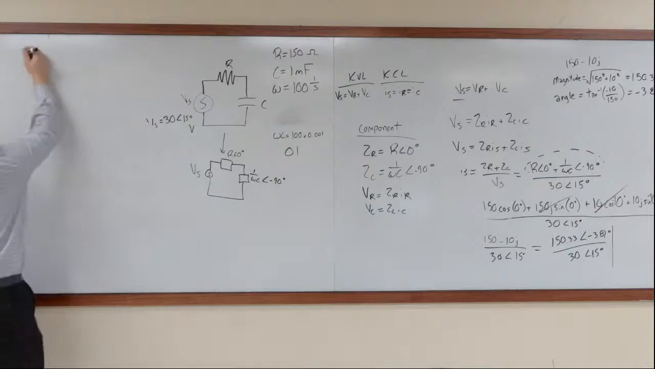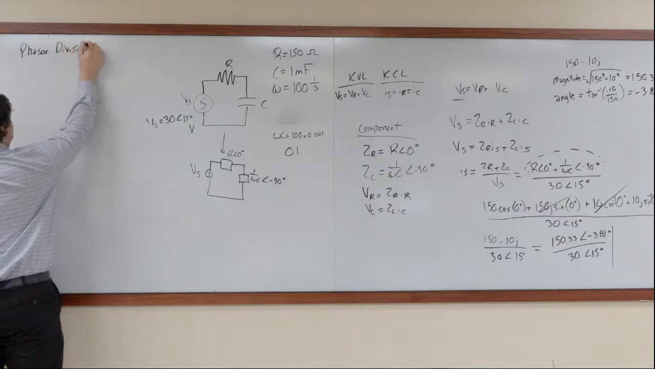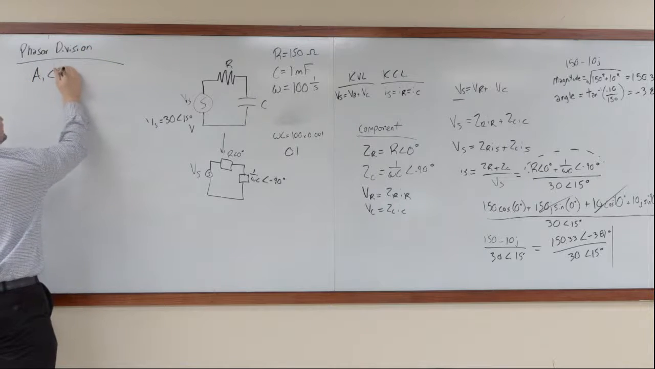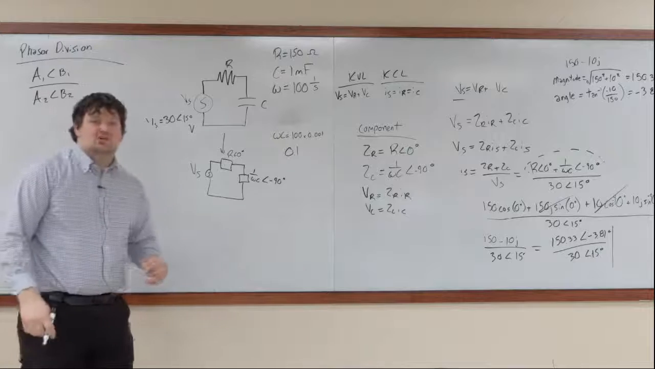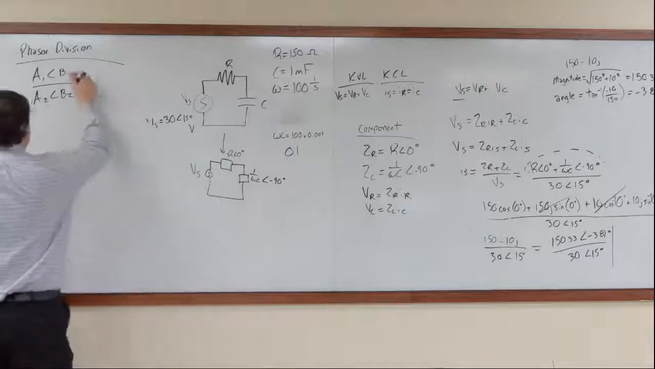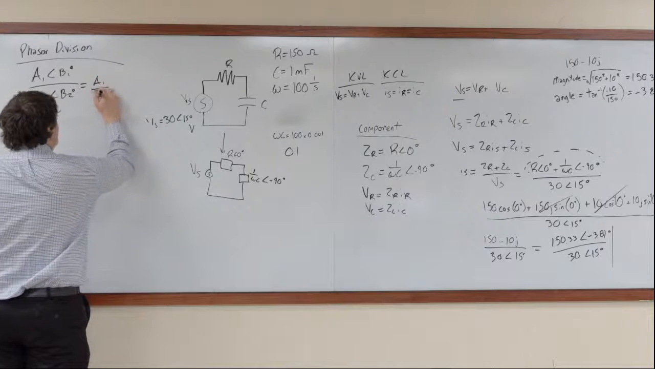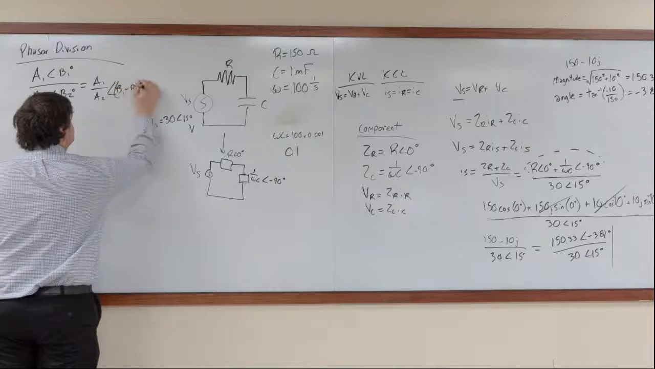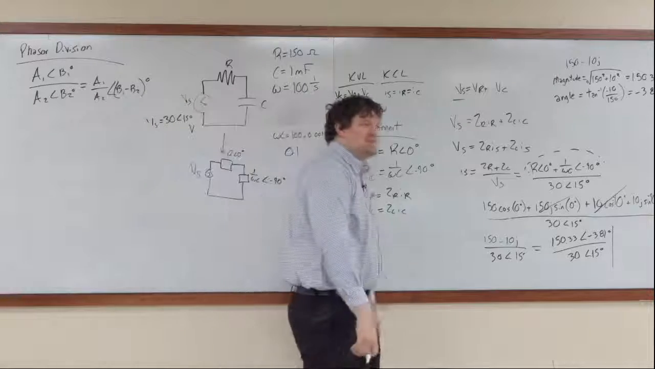So when it comes to phasor division, when you have A1 at an angle of B1 divided by A2 at an angle of B2, that is equal to A1 divided by A2 at an angle of B1 minus B2 degrees. Look at how simple that is. That's why I didn't shift it back.